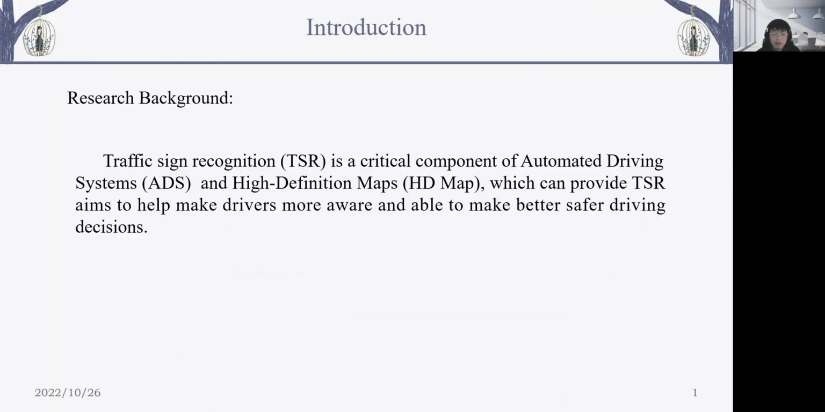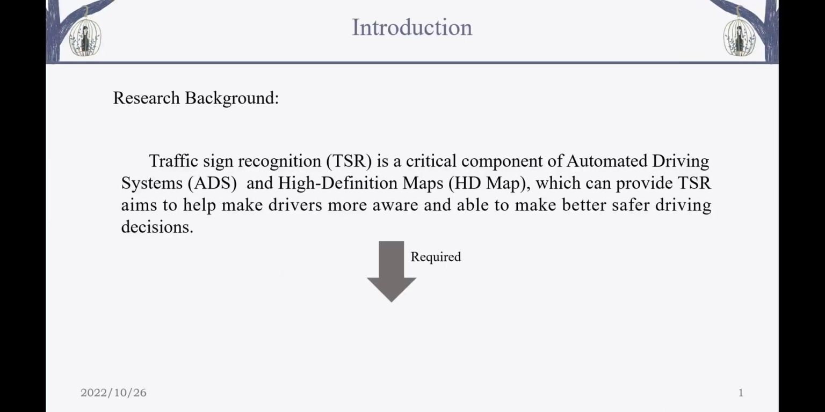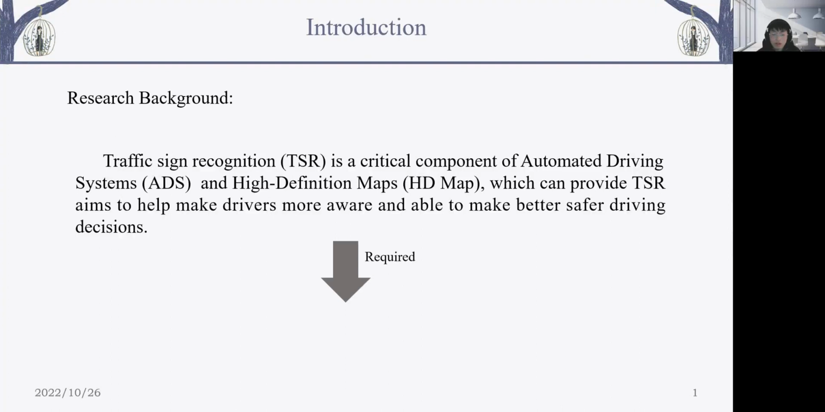The study of TSR is important because TSR is a critical component of unmanned driving system, and high-defined maps which can provide TSR aims to help make drivers more aware and able to make better safe driving decisions. So it needs to satisfy the two special features: high precision and real time.